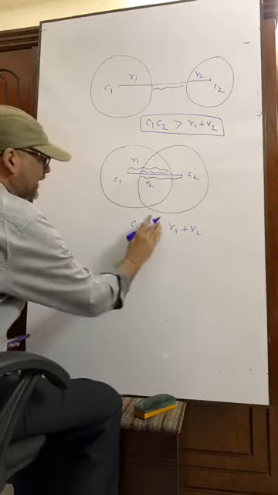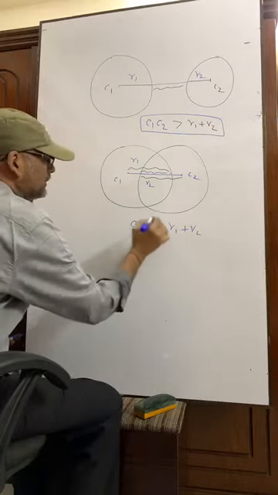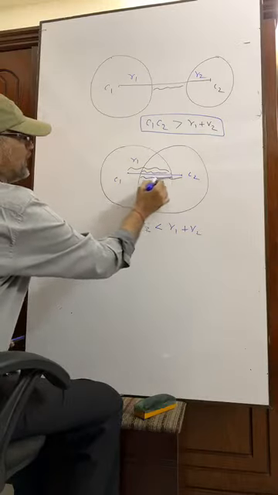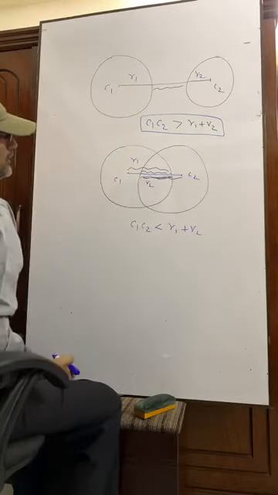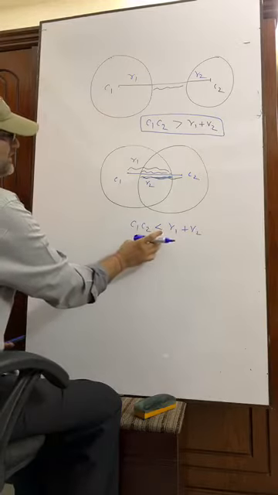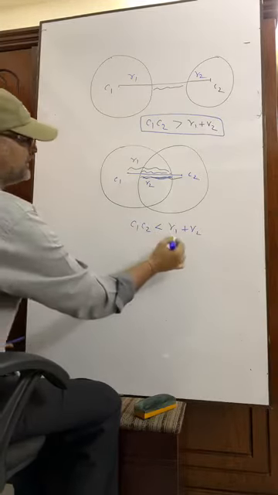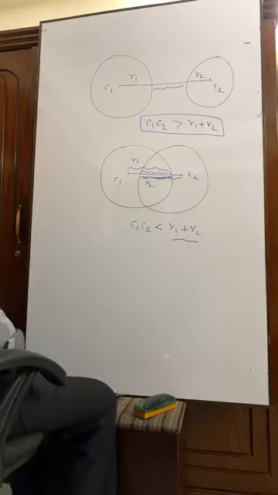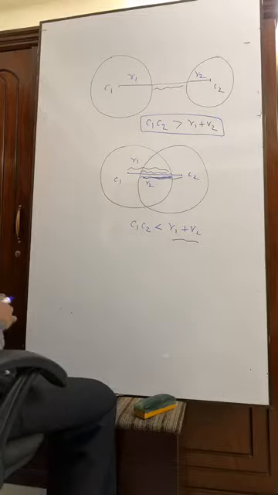So it won't be equal. It is less than. Have you seen? Because it has been taken 2 times. So the distance between the centers is less than R1 plus R2. That means this is greater than this.